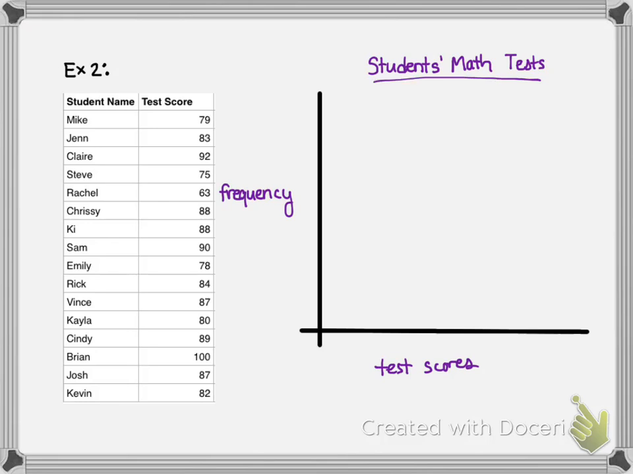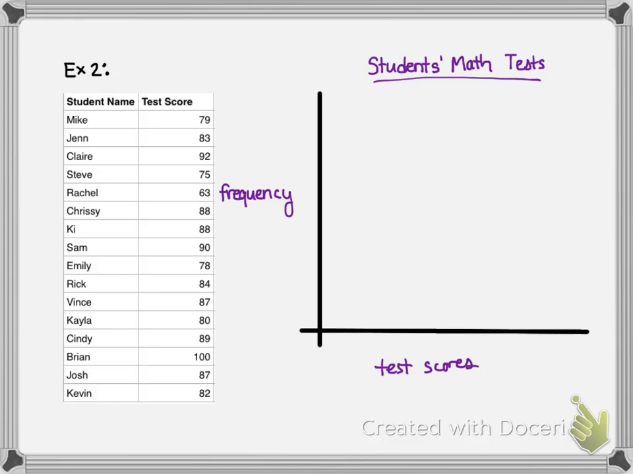Now, remember that when we pick our scale for our x-axis, we have to look at our data set. As I look at this data set, there is no way that I want to make my bars count by 1 anymore, because then I have to go all the way from, let's see, Rachel's 63 all the way up to Brian's 100. And that just sounds like way too many bars for me to draw. So instead of counting by 1, I'm going to count by something else.